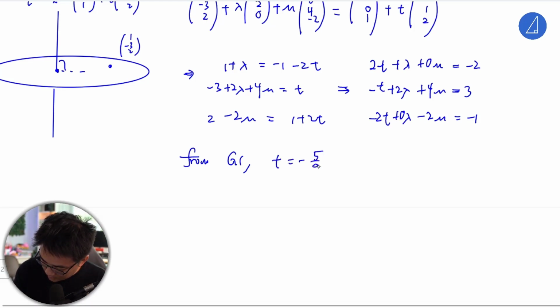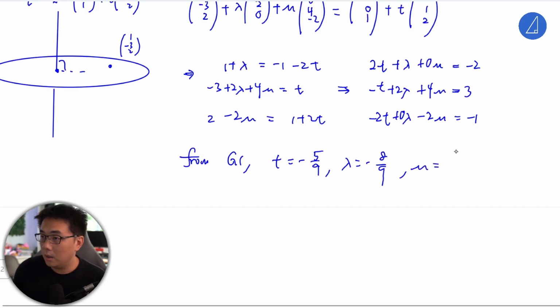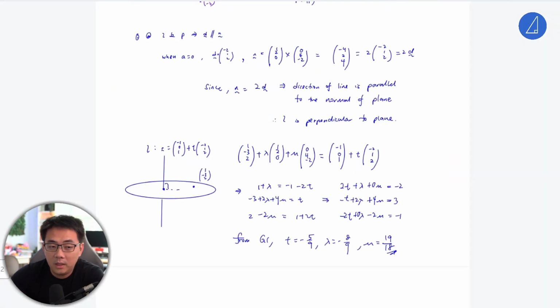t equals -5/9, lambda equals -8/9, and mu equals 19/18. Great. They didn't ask for the coordinates of the point of intersection, so I think just solving for the parameters will be enough.